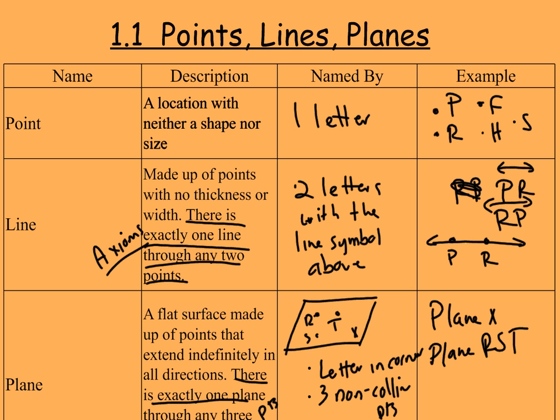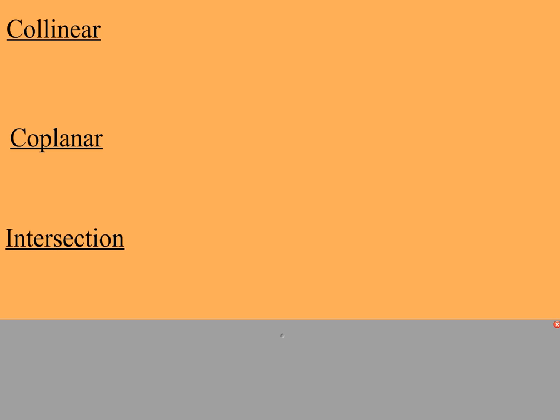They cannot be from the same line. So if I've got R, T, N on a line, I cannot name the plane RTN because I would get it confused with line RTN. So it's got to be three non-collinear points. What does it mean to be collinear? Collinear is very, very simple. Collinear just means on the same line.